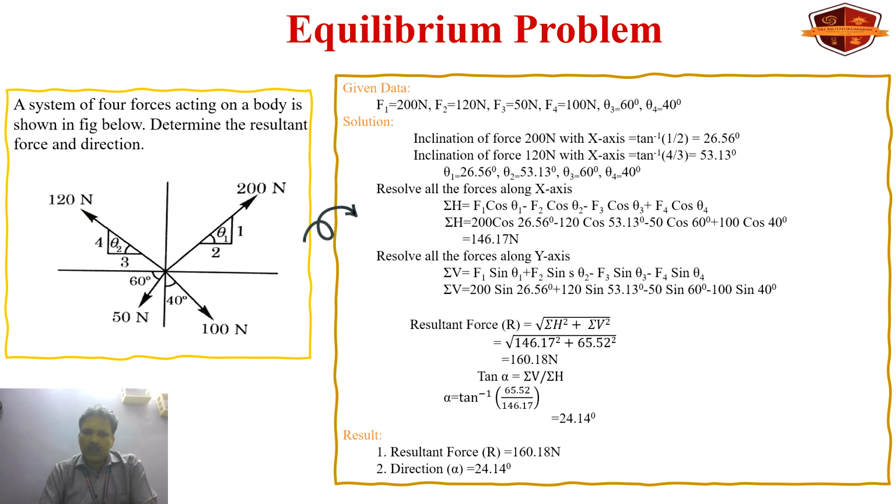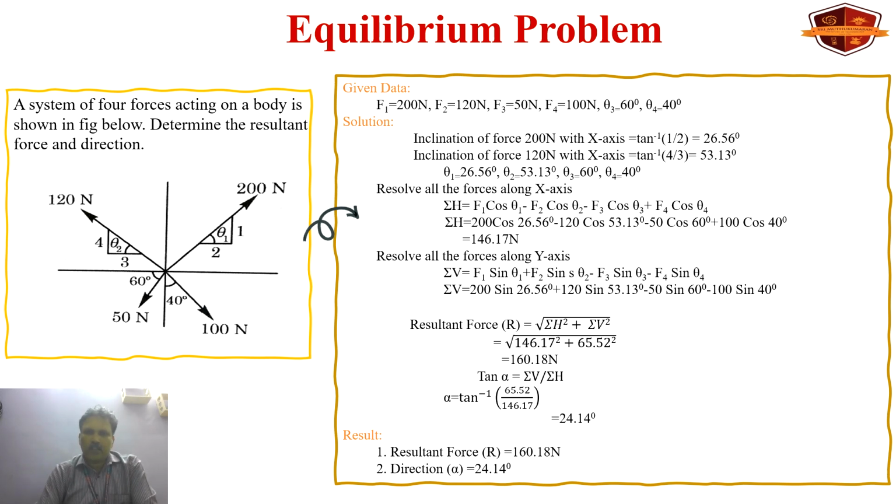What is concurrent? All the forces that are acting at the same point, that we term as concurrent forces. Here 4 forces are there. All are having some magnitudes: 100, 200, 120, 50. So many values. So we have to replace all the horizontal forces. That is, we have to replace all the horizontal components, that is F cos theta.